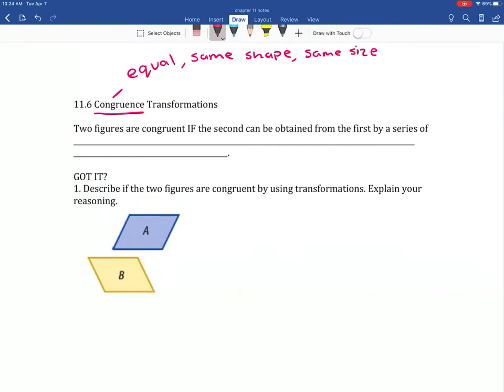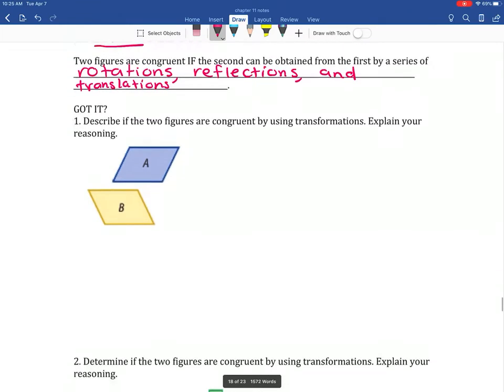Two figures are congruent if the second can be obtained from the first by a series of rotations, reflections, and translations. Since these are all things that do not change the shape or size, when you do it to any figure or you do any combination of them, you end up with figures that are the same shape and the same size. So number 1, describe if the two figures are congruent by using transformations.